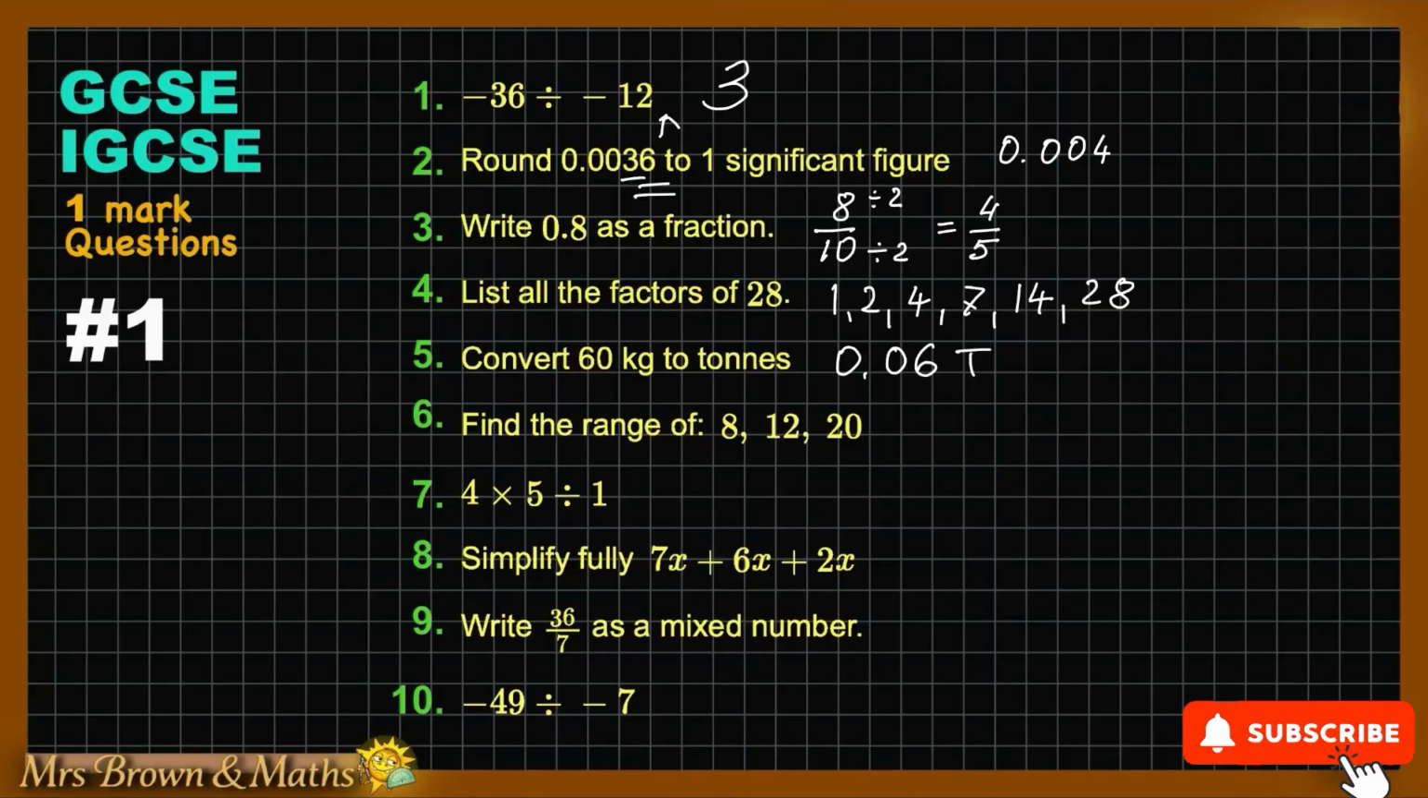Question 6. Find the range. Range is biggest number take away smallest number. 20 minus 8 gives 12.